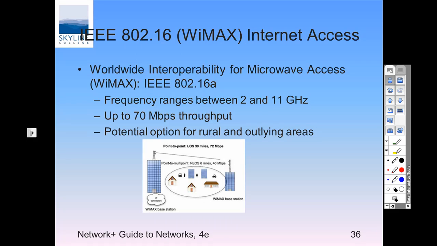WiMAX, this one's kind of interesting, and also one of those that's expensive. And I look, there isn't one here. There is a wireless provider, B2X, but they don't advertise the speeds that WiMAX has, up to 70 megabits per second. And the 70 megabits here, 72, it says line of sight 30 miles, but that's for a point-to-point connection. Point to multi-point, say 6 miles and 40 megabits per second.